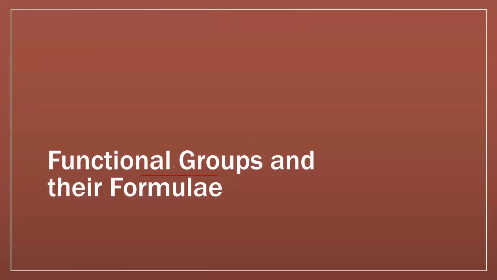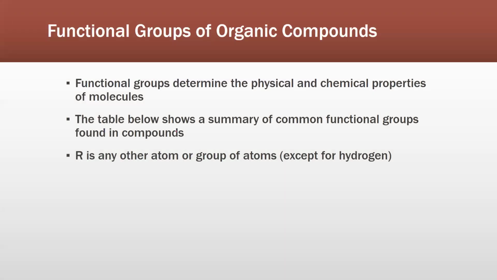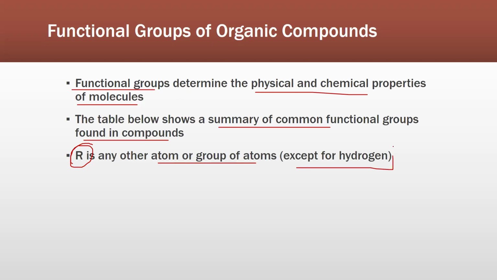We also have different functional groups. We're not just going to do alkanes and alkenes in AS chemistry. Functional groups तो बहुत सारे. Functional groups determine the physical and chemical properties of molecules, and the table below shows a summary of common functional groups found in compounds. R is any other atom or group of atoms except for hydrogen.